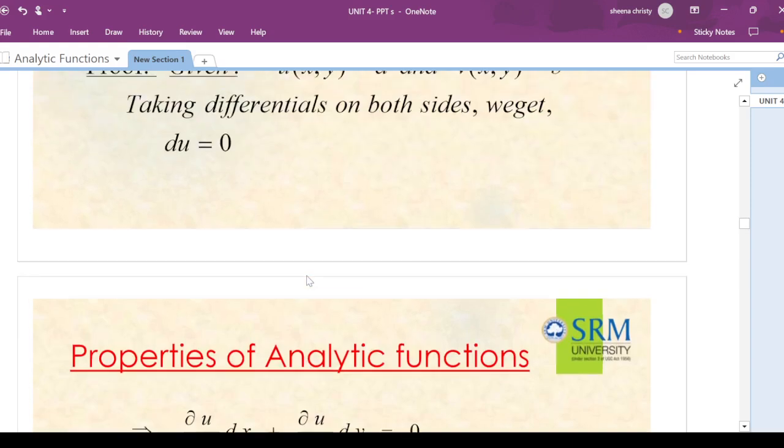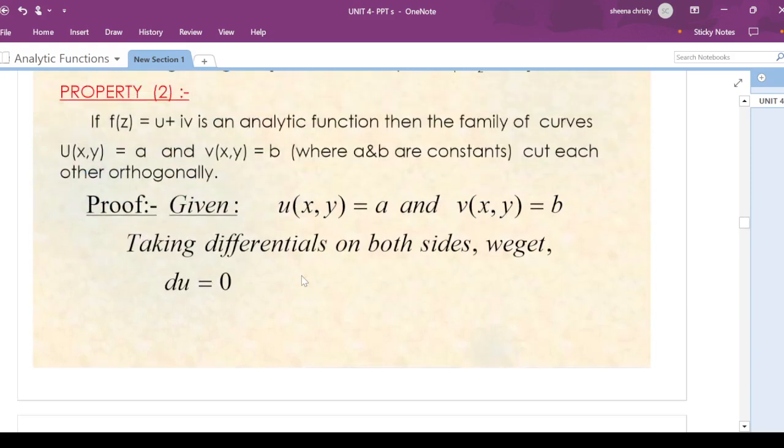So here you have the total derivative formula. u(x,y) = a is the given family of curves, and v(x,y) = b.